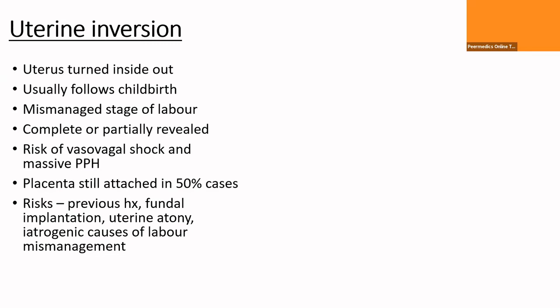The placenta is still attached in about 50% of cases, so it fails to detach and pulls the uterus inside out with it. Risks include previous history of this occurring, fundal implantation of the placenta, uterine atony, and iatrogenic causes of improper third stage management. The third stage being where you're delivering the placenta.